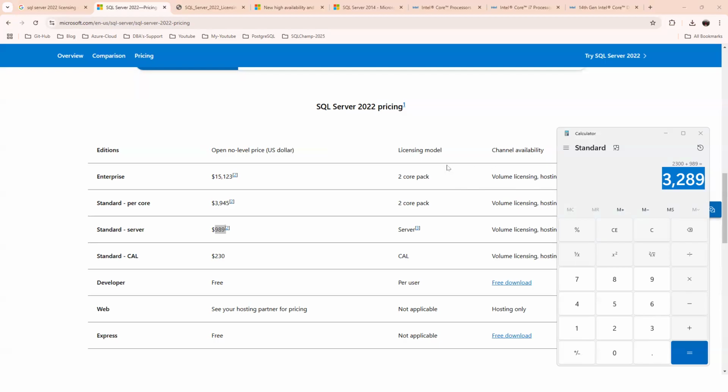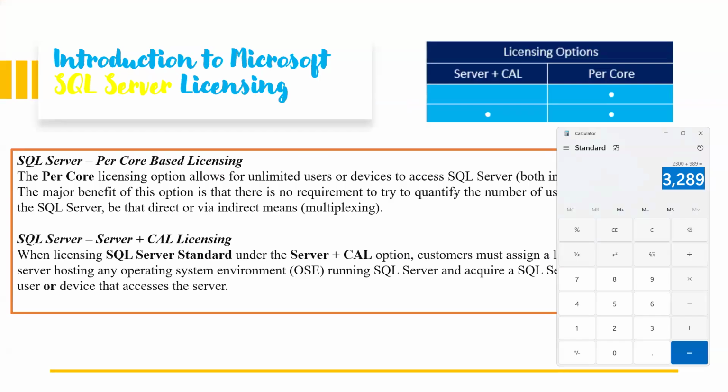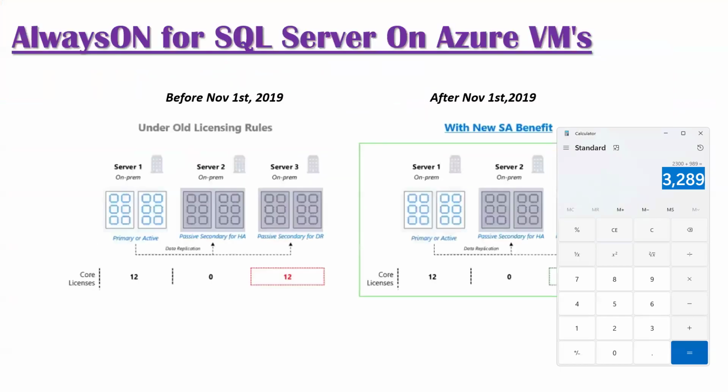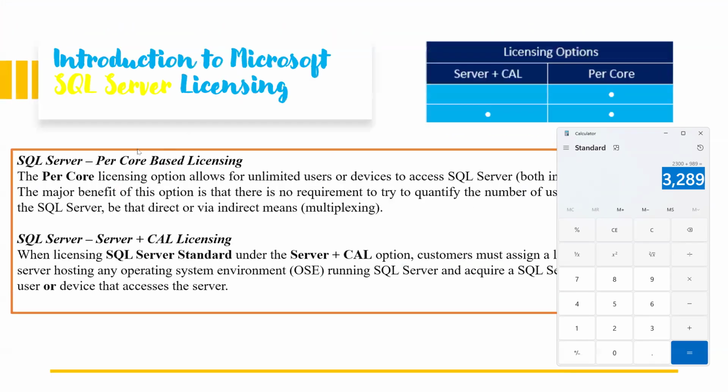Now, is there anything else, Subbu? Is there anything else apart from these two concepts? Yes, sir. There is a concept called SA, software assurance. Till November 1st, 2019, we were following one software assurance. After November 1st, 2019, Microsoft introduced new software assurance benefits for the licenses you purchase.